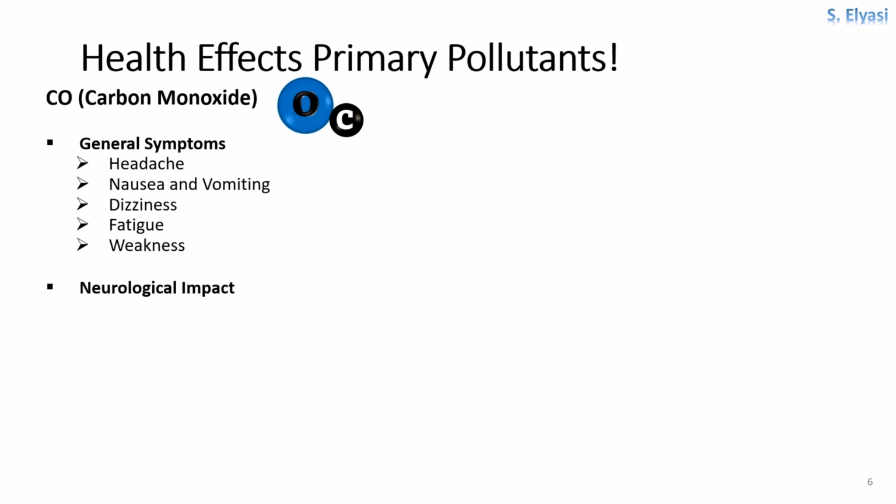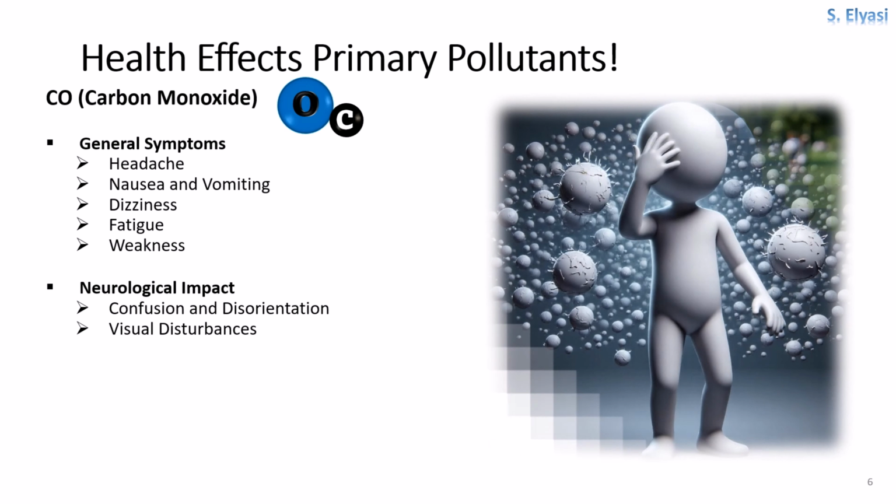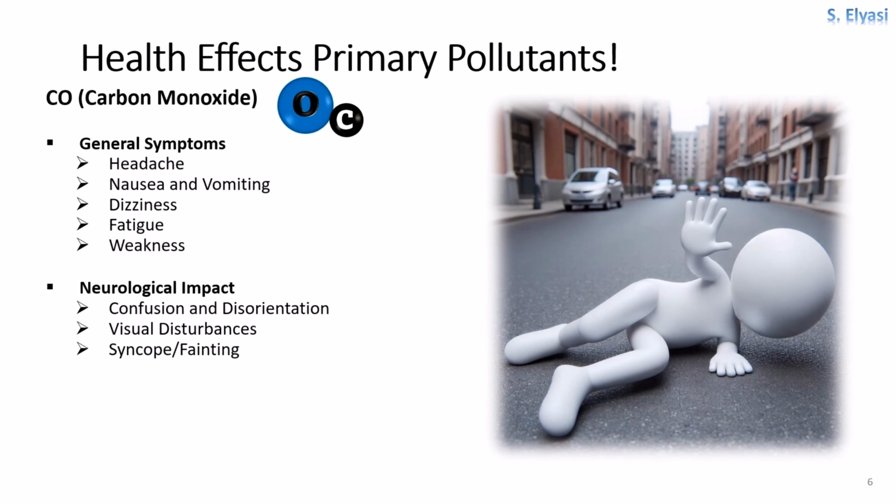Neurological impact. As CO exposure increases, it can affect the nervous system severely. Confusion and disorientation, impaired mental state resulting from brain hypoxia, lack of oxygen. Visual disturbances, including blurred vision or temporary loss of sight. Syncope, caused by insufficient oxygen to the brain. Seizures.